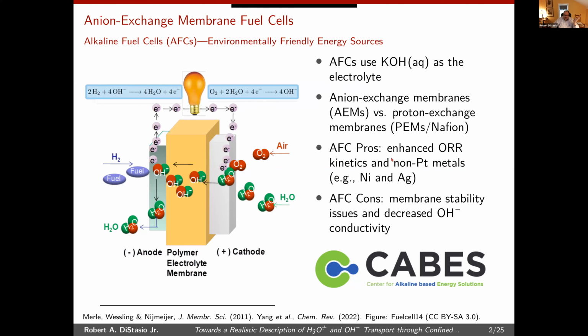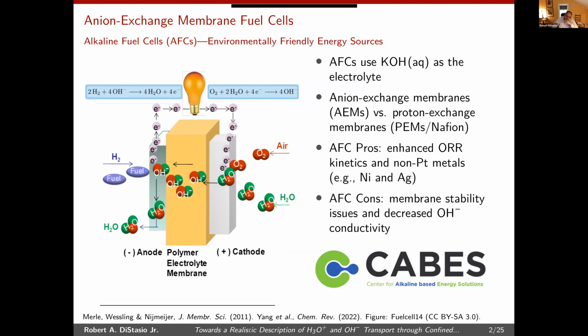There are a couple of pros that people talk about with these alkaline fuel cells. Number one is the enhanced kinetics at the ORR, the oxygen reduction reaction, and the potential to use non-precious materials like nickel and silver. The cons, however, are all related to hydroxide. Hydroxide is known to have decreased conductivity with respect to hydronium, and it's also a very strong nucleophile, so it tends to chew up and break down this polymer membrane.